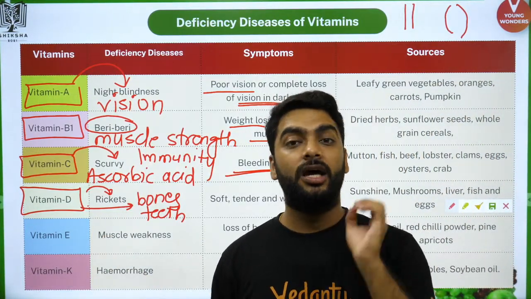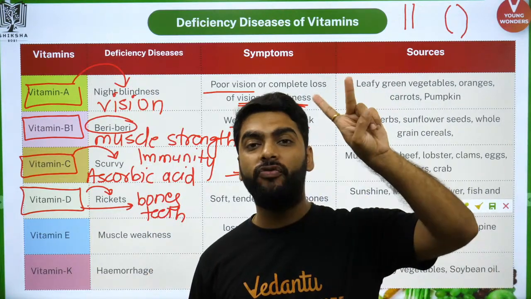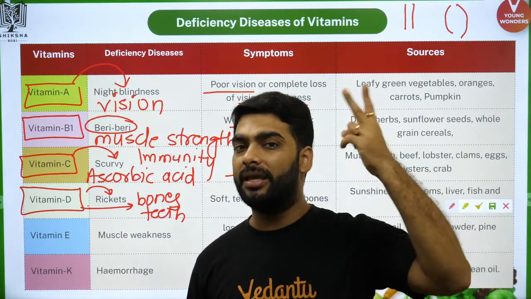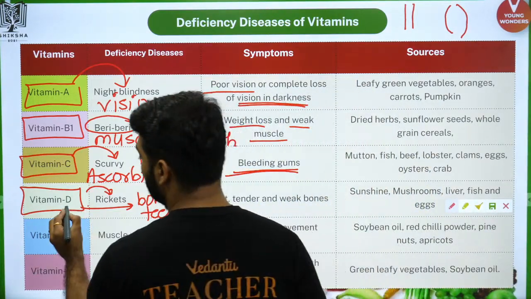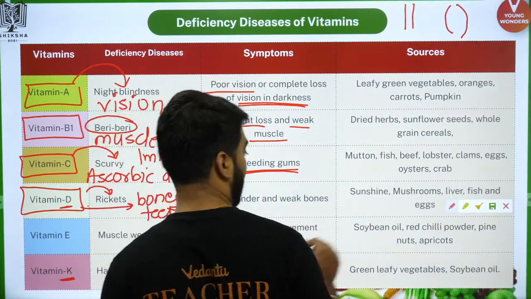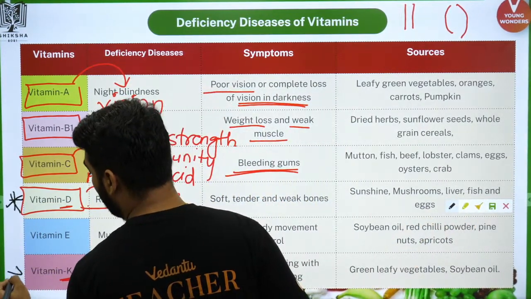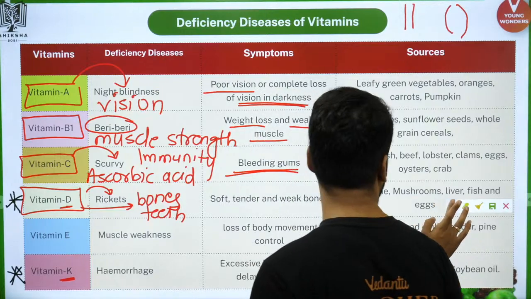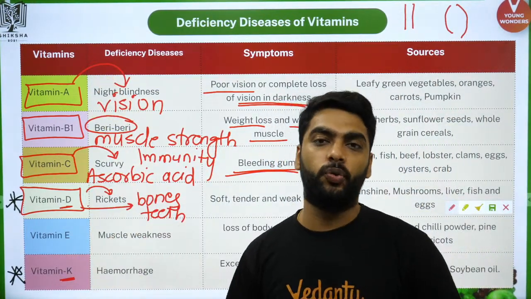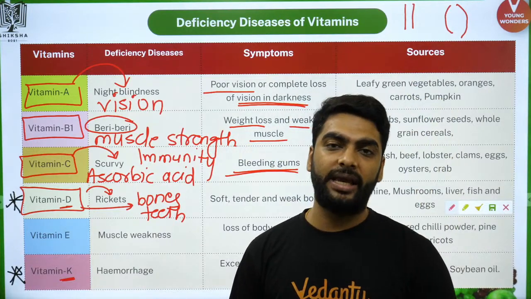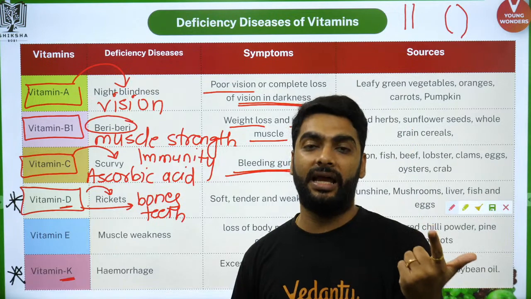And that is rickets. Do you know that out of all these, there are only two vitamins that the body can naturally make? It is vitamin D and vitamin K. So vitamin D and vitamin K are the vitamins that the body can naturally make. All the others you need to take in from the food. Vitamin D you get from milk and sunlight.